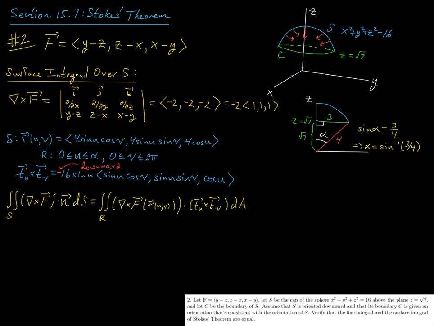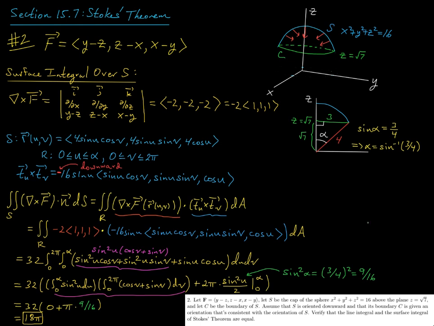All right, so now let's go ahead and set up our surface integral. We are going to take our vector field, which is just this constant vector here for the curl, and evaluate it along our surface S. Then we're going to dot it with this normal vector right here in blue. And we're going to integrate this dot product over this region R, which is really a rectangle in the UV plane where U varies from 0 to alpha and V varies from 0 to 2 pi.